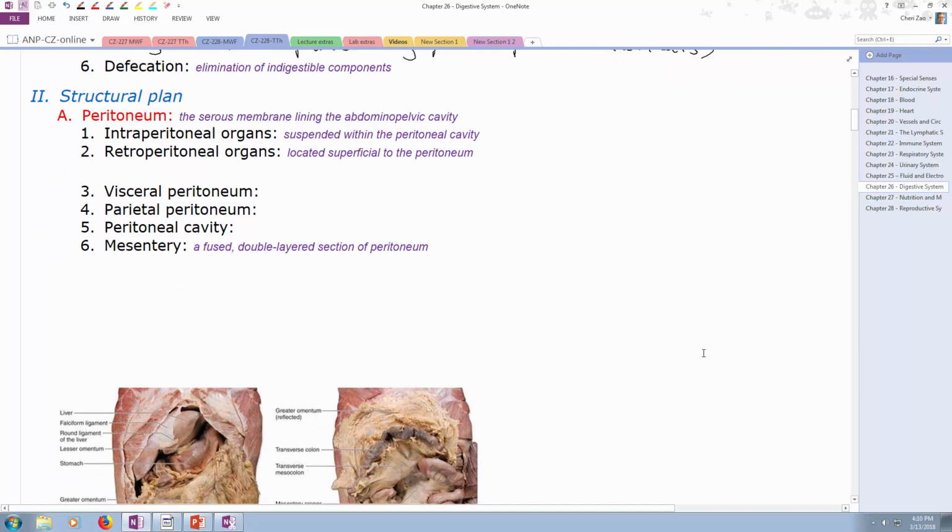Let's take a look at the structural plan of the abdominal pelvic cavity. The term peritoneum should automatically make you go to the inside of the abdominal pelvic cavity, because that is what the lining is. It's called the peritoneal lining, and the cavity inside is called the peritoneal cavity. Our notes here say the serous membrane lining the abdominal pelvic cavity, and we know the lining is the parietal peritoneum. And therefore, the serous lining over the organs is called the visceral peritoneum.